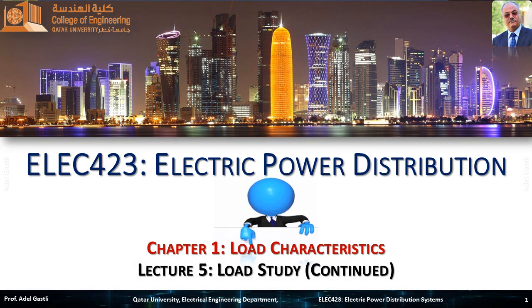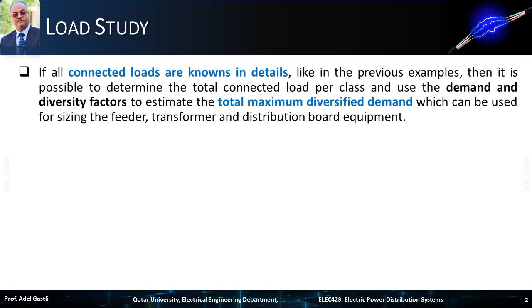In this lecture, I will continue the load study section, which is part of the Load Characteristics chapter. If all connected loads are known in details, like in the previous examples that were presented in the previous lecture, then it is possible to determine the total connected load per class, and use the demand and diversity factors to estimate the total maximum demand, which can be used for sizing the feeder, transformer, and distribution board equipment.